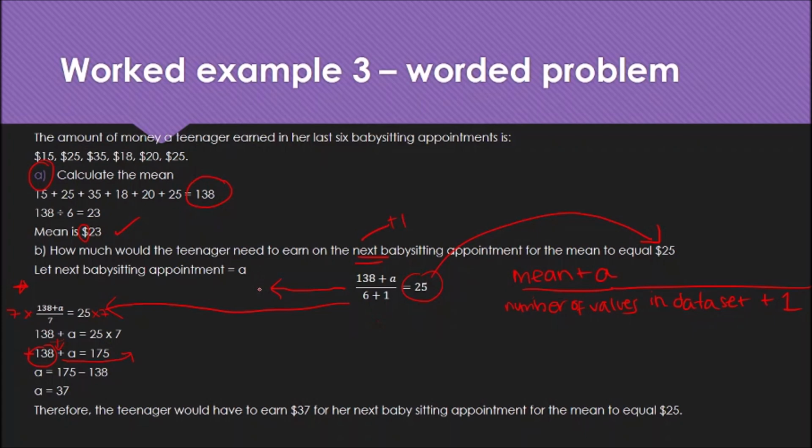So that is not necessarily the right answer because the question isn't asking you to find A. You've just given it A. You need to say, therefore, the teenager would have to earn $37 for her next babysitting appointment for the mean to equal $25. Okay, so worded problem equals worded answer. That's what you need to remember. A worded problem requires a worded answer.